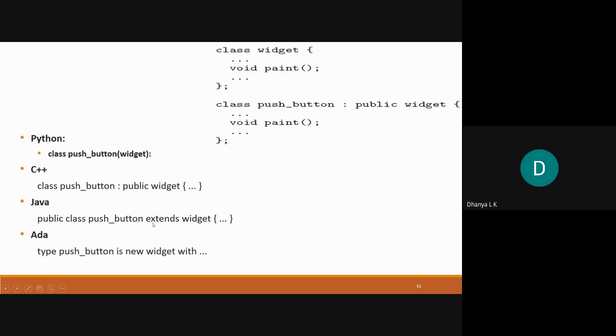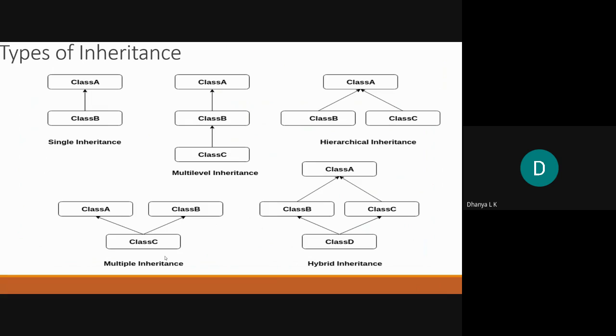And here they are using the keyword extends. And in Ada, they are using the keyword is new. Okay, so these are the syntax differences in different programming languages. So this is types of inheritance. These all inheritance types are present in some languages. Some of the languages are omitting some inheritances.